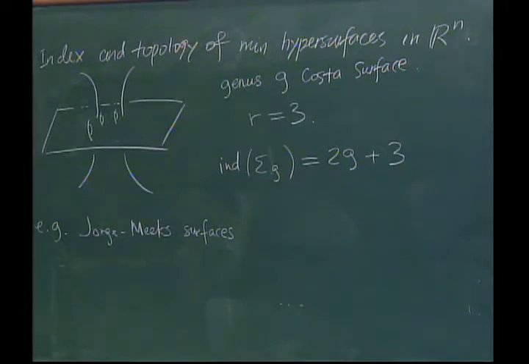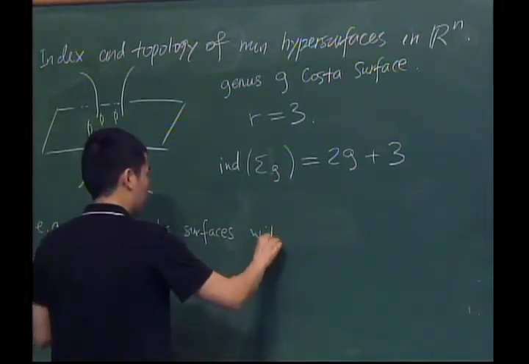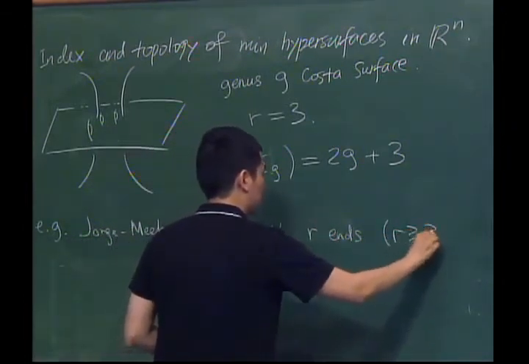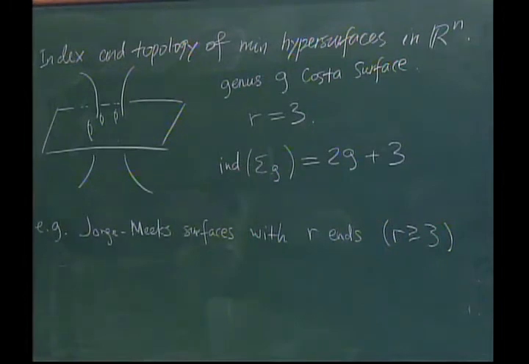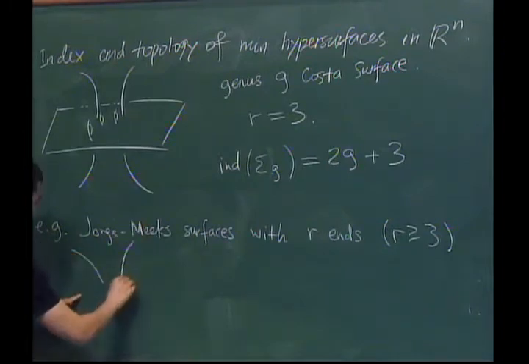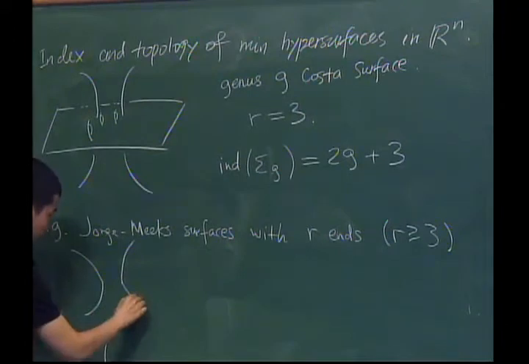So this family of surfaces are always simply connected, but it has more than 2 ends. So let me say with R ends, where R is at least 3. So the surface looks like the following. You basically construct a polygon, and on each of the vertices of the polygon, you somehow attach a catenoidal end, let's say.